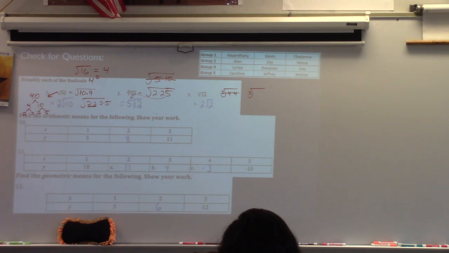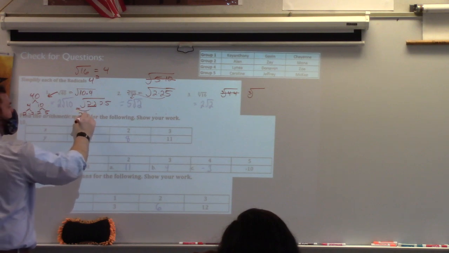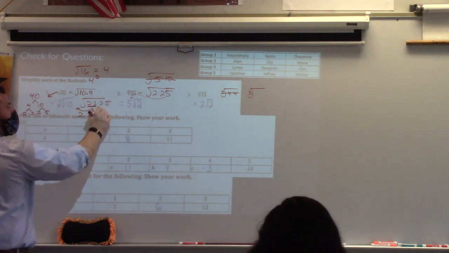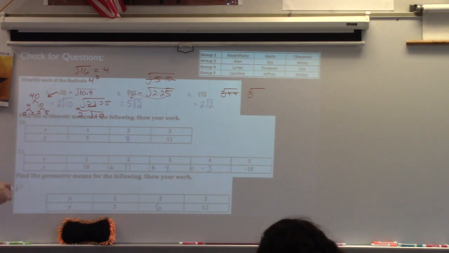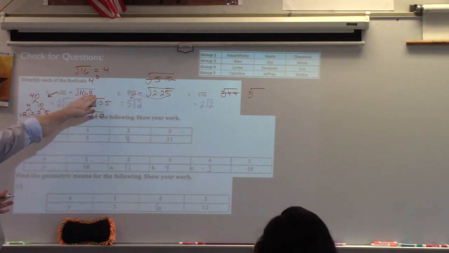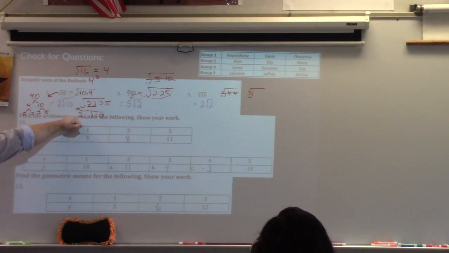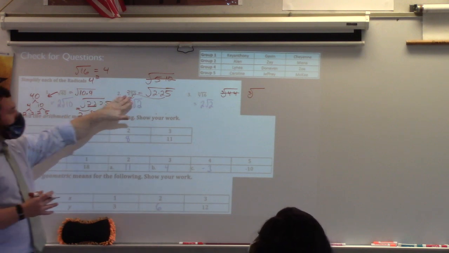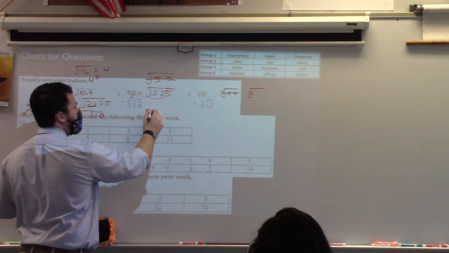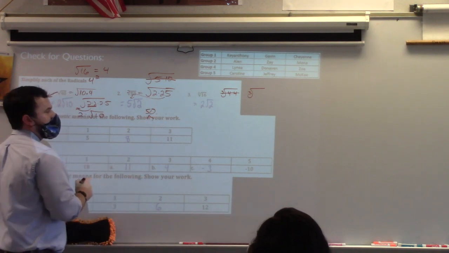You see how I have two 2's right there? So can I take the square root of those things because they're being multiplied by itself? So what would be the square root of that? 2. And so it would be 2 times the square root of 5. That's another way to approach it. Again, the idea of what multiplied by itself gives me 4. The answer is 2.